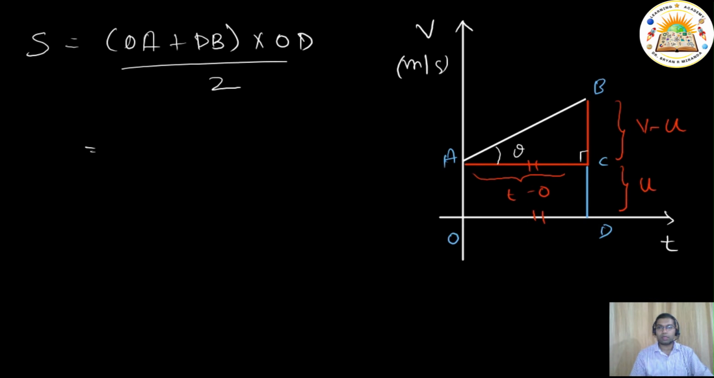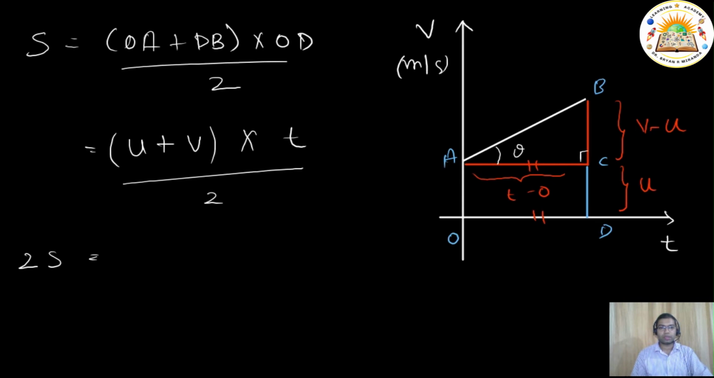Now what is OA? It is U. DB is nothing but V, because it is V minus U plus U, which is going to be nothing but V, into OD, which is time T, all this by 2. What I will do is I'll take 2 to the other side. So 2S is equal to (U plus V) into T.